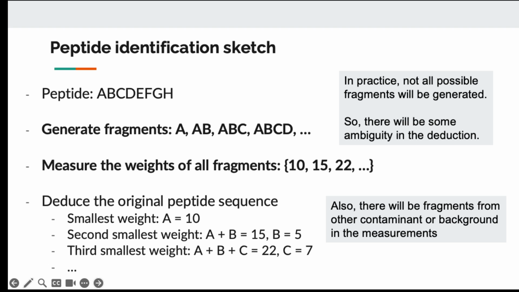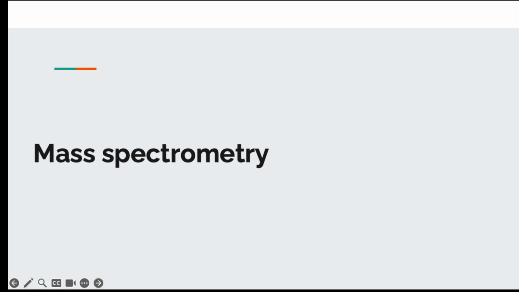So the challenge in identifying peptides from mass spectrometry data is to make inferences, to make deductions, from this list of noisy measurements. Okay, so let's see what happens. How do we follow that kind of process, that logical process, with the mass spectrometry?